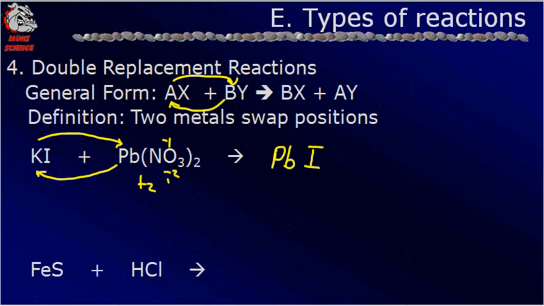So when I write my formula correctly, it's going to be PbI2. Let me undo those and see if I can put them back here. Here we go. PbI2 plus the potassium is going to bond to the nitrate, and we get KNO3. Potassium is a +1, nitrate is a -1, and so it's properly written as KNO3.